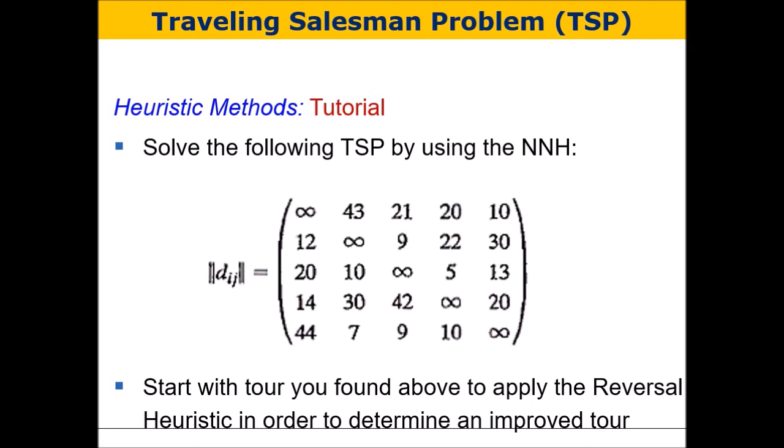Another exercise for you. Consider this TSP example. Solve this TSP using the nearest neighborhood heuristic. Remember that algorithm. Start from a city, and at each step from that city, move to an unvisited city with the shortest distance to the current one, and find your final solution. And then in the second step, apply this subtour reversal heuristic to the solution that you obtained in the first step and try to improve its value. Okay, so this is another exercise for you.